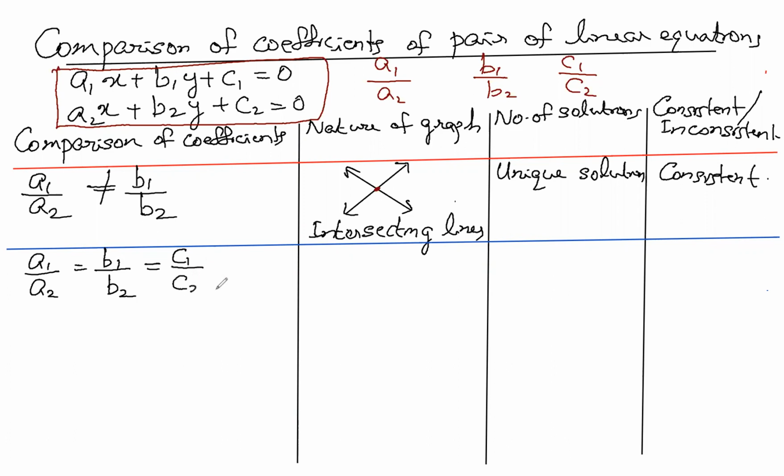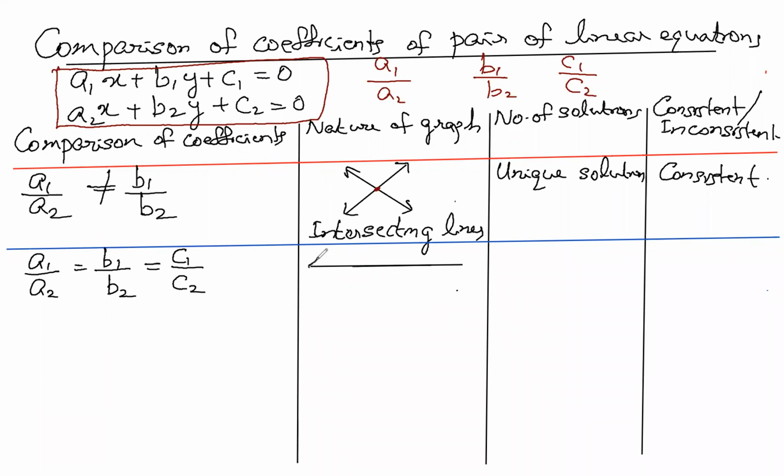If all the ratios are equal, we find A1 upon A2, the ratio of coefficients. So they are coincident lines. You know what is a coincident line? We will draw one line. The second line will be on the first line. That means this is the first line, and the second line is exactly over the first line, like this. This type of lines are called coincident lines.